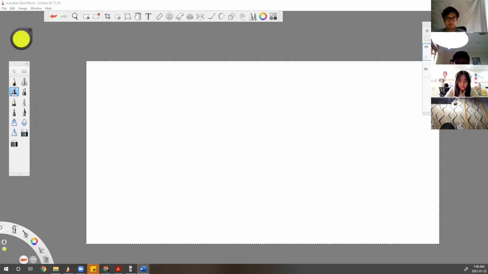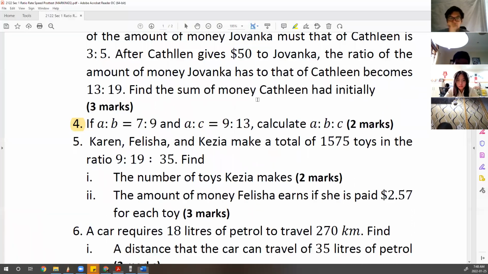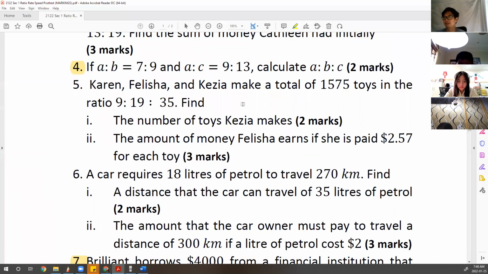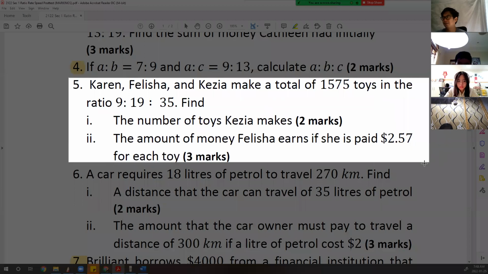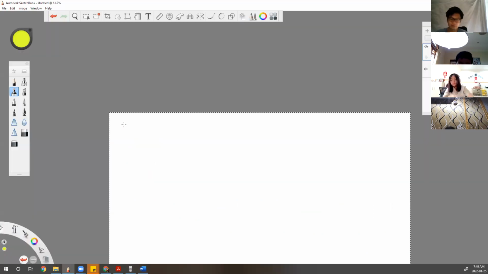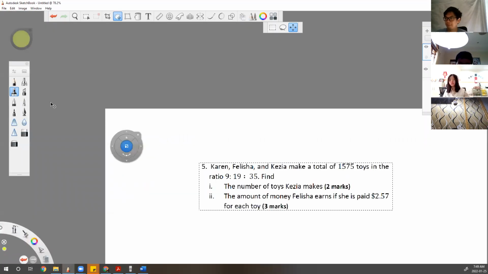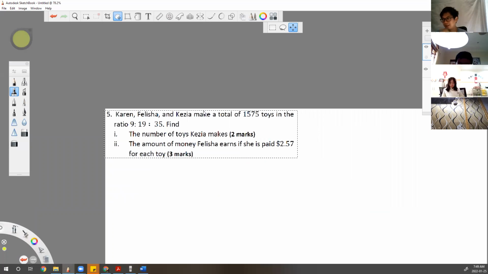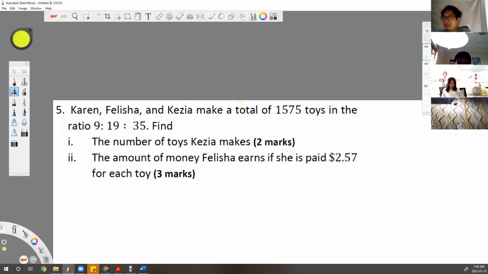Next, number 5. Karen, Felicia, and Kezia make a total of 1,575. I will give you the other naming for this. Okay, you can read 1,575 the British way.